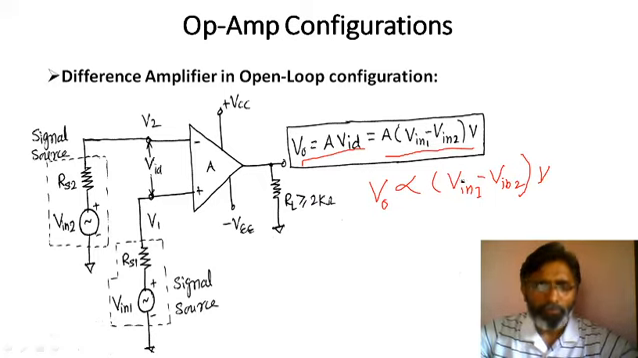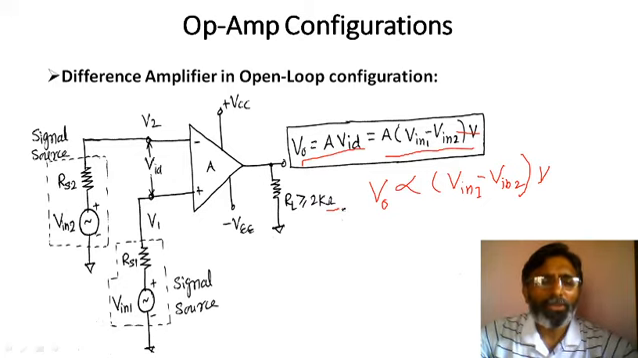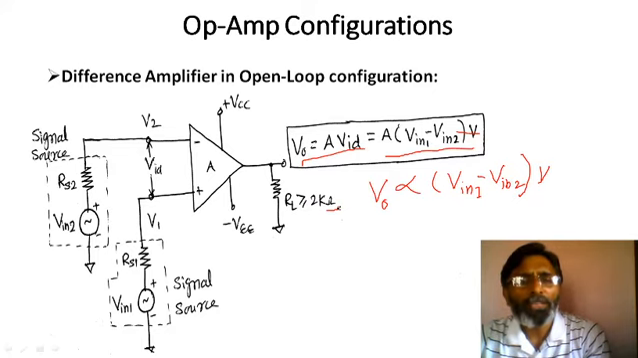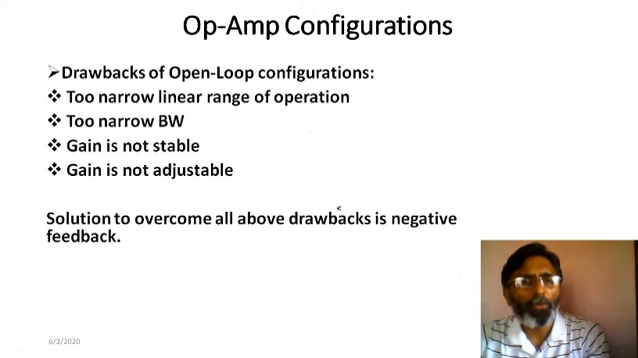Okay. Now in all these circuits, I have shown RL is greater than or equal to 2 kilo ohm. For example, for 741, A is how much? 2 into 10 to the power 5. This value is specified for a load which is greater than or equal to 2 kilo ohm. So that's why I have shown nothing else. So these are the three open loop configurations of op-amp.